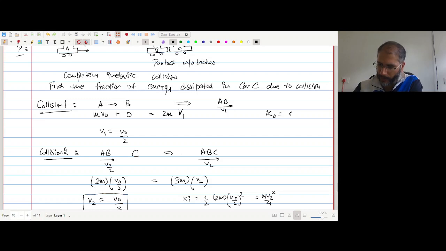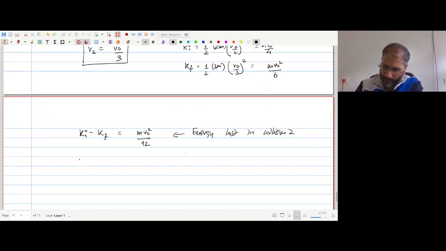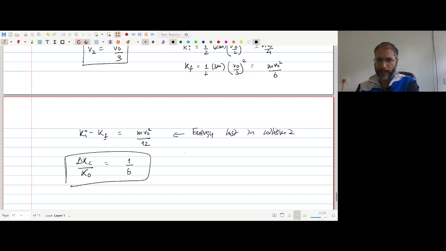K naught, was half m v naught squared. That was the energy that we had started with, kinetic energy. So we can see that delta K in car C upon K naught is 1 upon 6. So the question asked was, what fraction of energy is dissipated in collision with car C? That is 1/6. 1/6 of the initial energy is dissipated in the collision with car C.